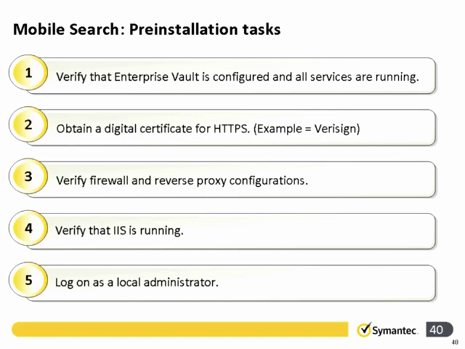You obtain a digital certificate to support the HTTPS protocol, and again, you can get one from VeriSign. Verify the firewall and reverse proxy configurations that are necessary to allow the communication from the internet into your intranet. Verify that the Internet Information Services are running, and you need to log on as an account that has local administrator privileges on the server that you're going to be installing the mobile search on.